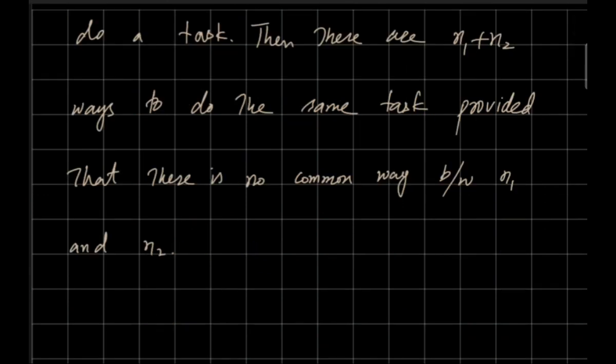What is meant by this statement that there is no common way between n1 and n2? It means that if we have n1 ways to do some particular task and we have n2 ways to do the same task, such that in n1 ways there is no way which has been counted in n2. What does that mean? Let's understand this by the following example.